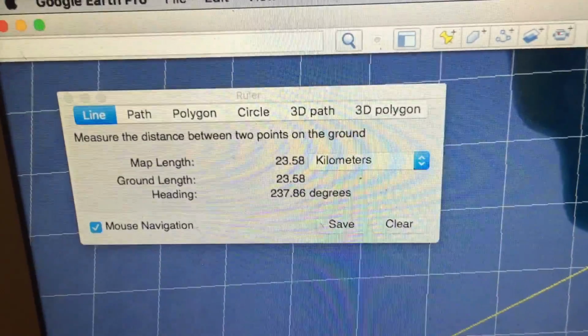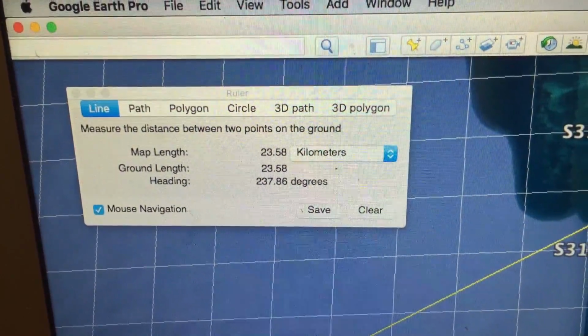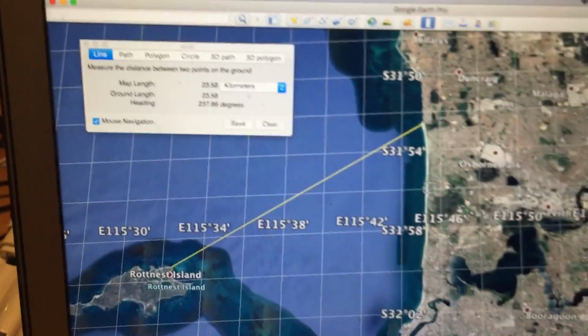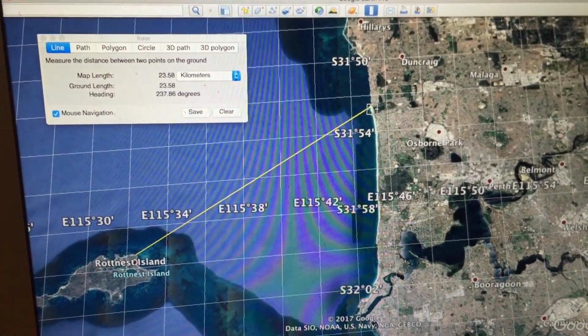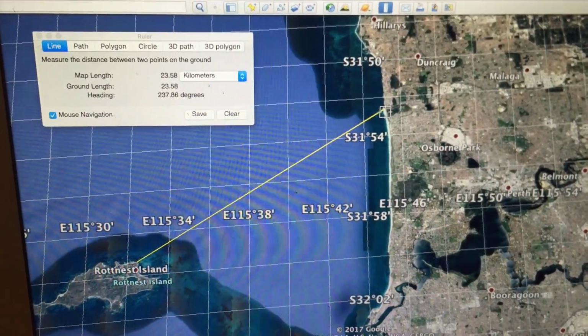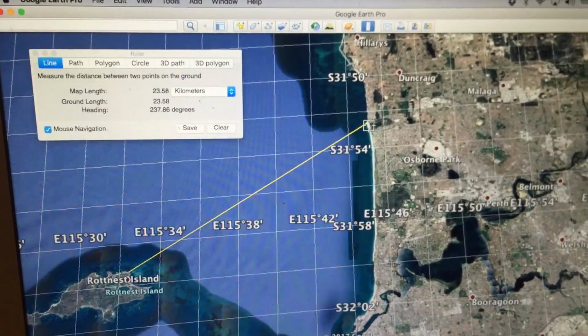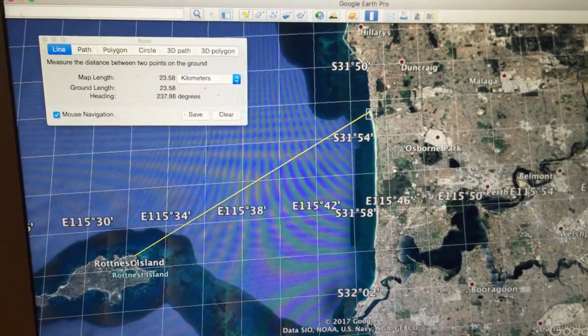Now, as you can see, it's 23.58, close enough to 23.6 kilometers. So we'll use that in the Earth curve calculator. And what I did was, from the beach level of about 2 meters, I walked up to a slight hill, which was about 10 meters elevation. So let's just have a look at the curvature math for those two elevations.